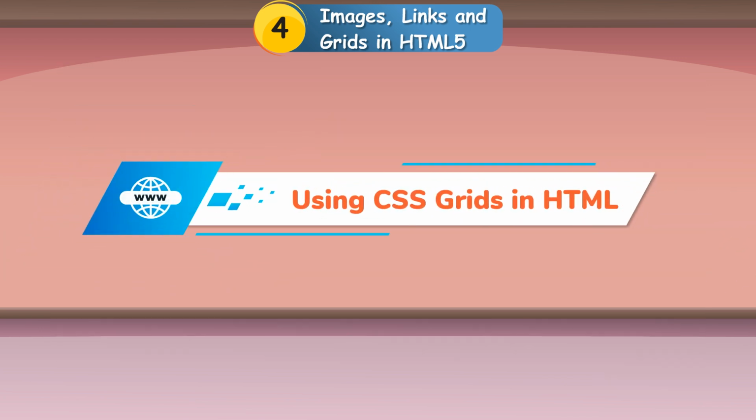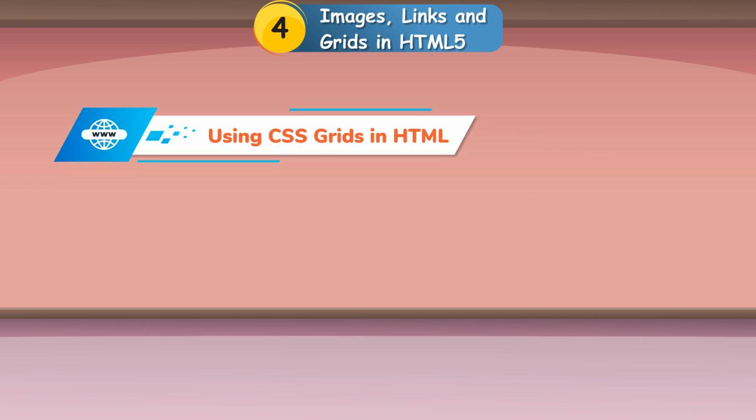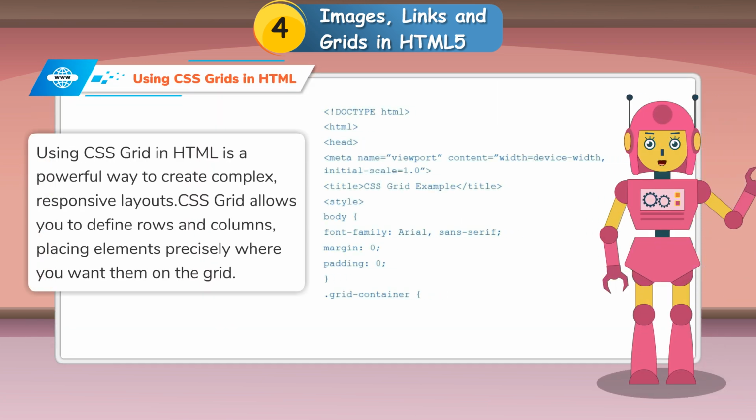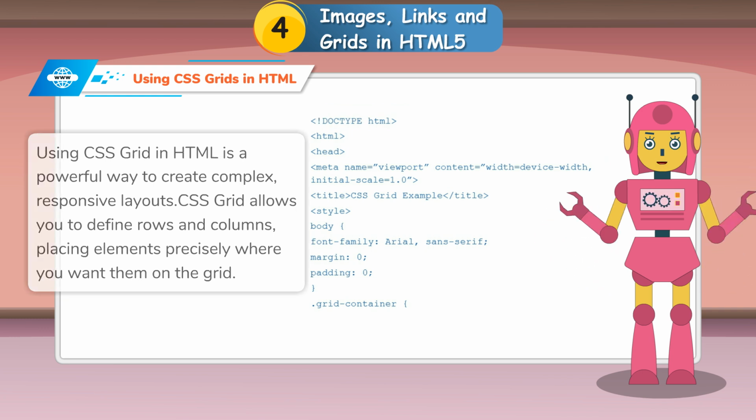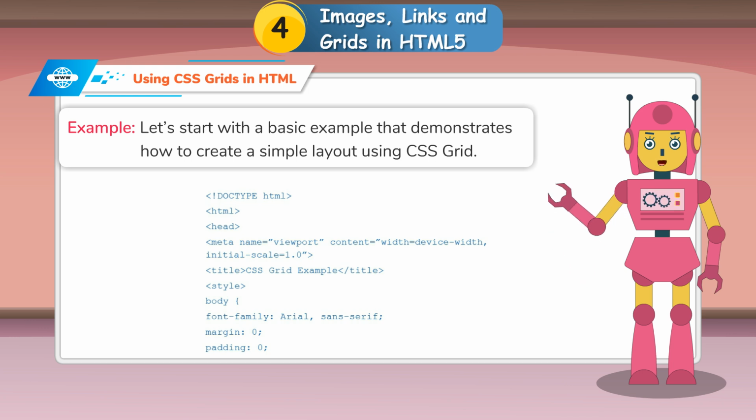Using CSS grids in HTML. Using CSS grid in HTML is a powerful way to create complex, responsive layouts. CSS grid allows you to define rows and columns, placing elements precisely where you want them on the grid. Example. Let's start with a basic example that demonstrates how to create a simple layout using CSS grid.